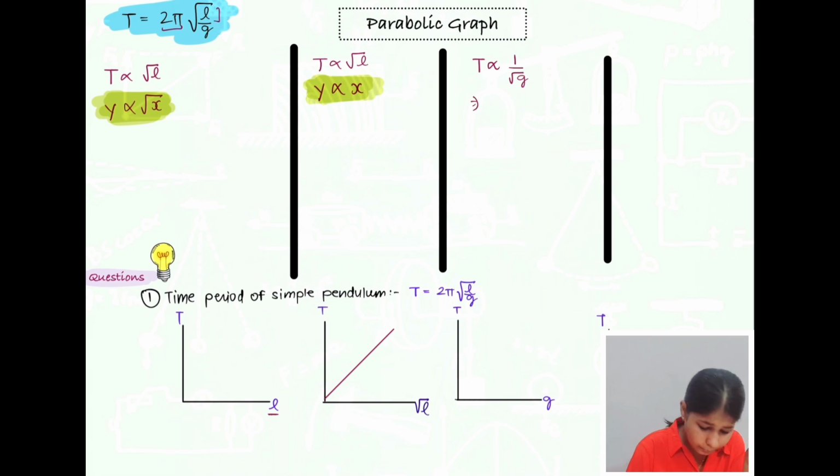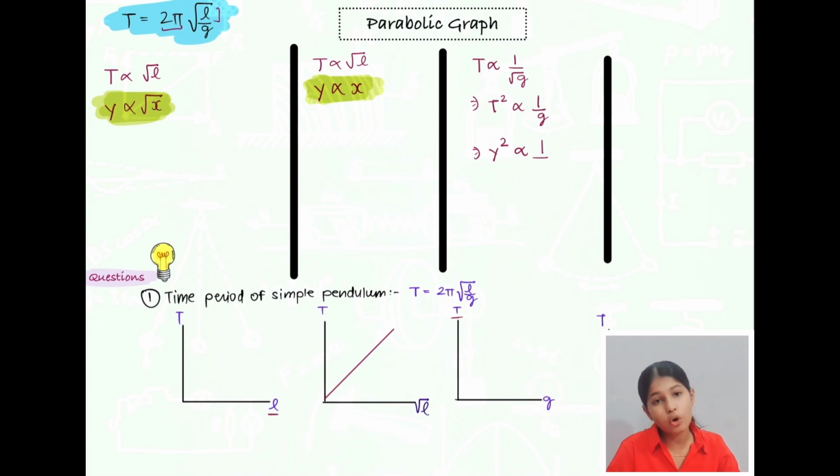By squaring both sides, what you will get is T square is proportional to 1 by G. Here T is y, so it becomes y square. It is considering only G, it is asking only for G, so I am going to replace G with X.